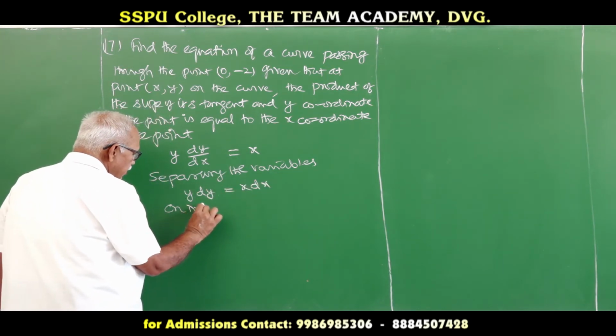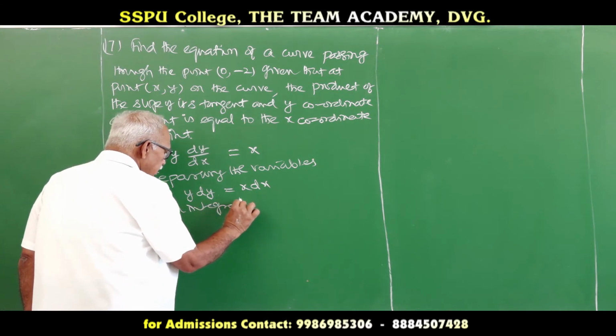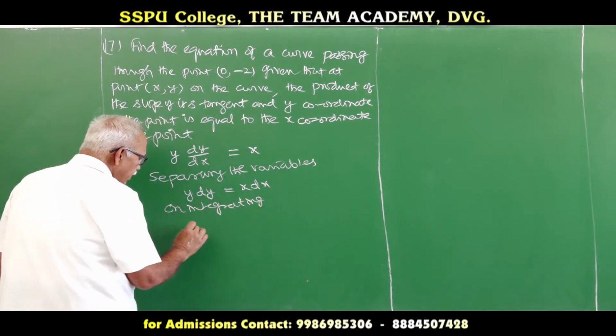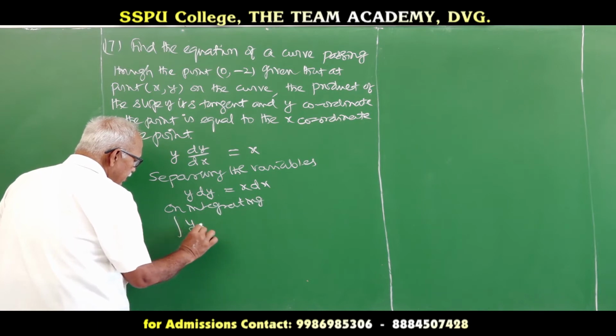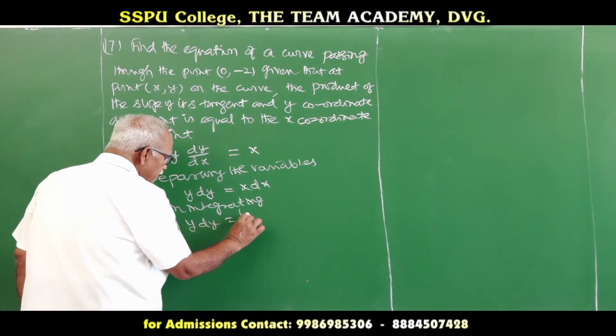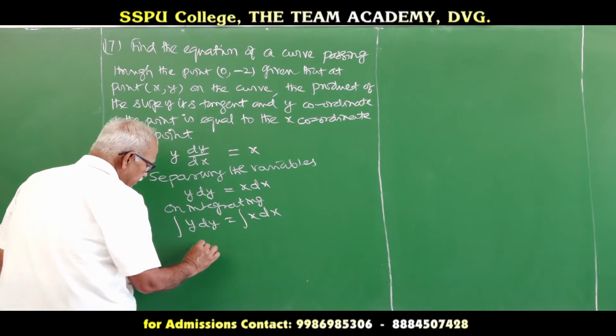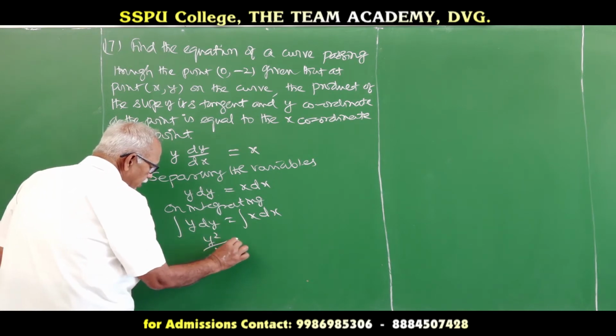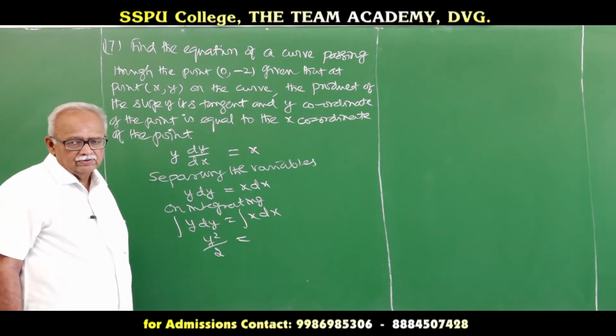On integrating, we get the integral of y dy is equal to the integral of x dx. This is y square by 2. The integration of y is y square by 2.